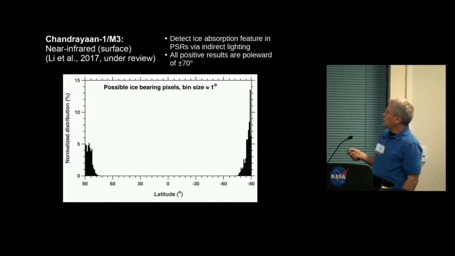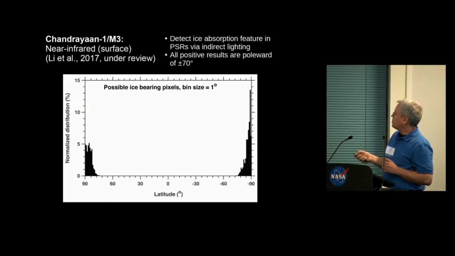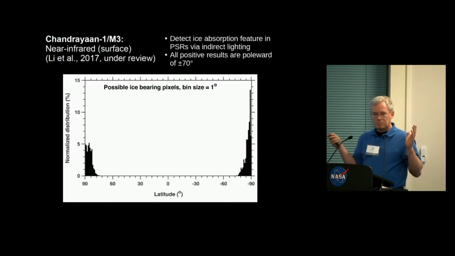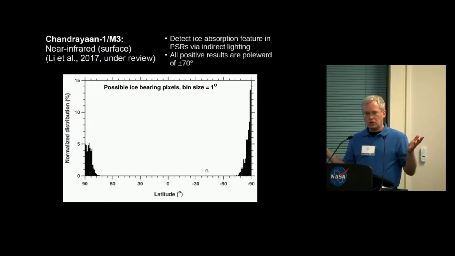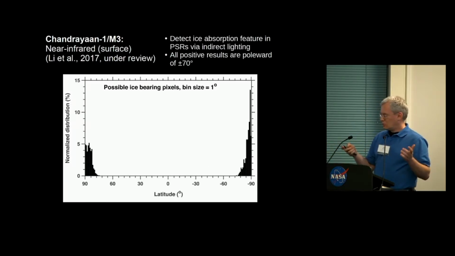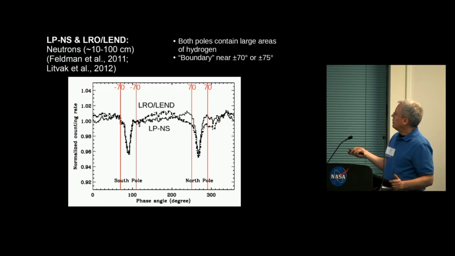This is Chandrayaan M cubed, looking at near infrared, a particular absorption feature, again, which may or may not indicate water, but some form of hydration, presumably. Now you see that this feature is basically absent in between 70 north and 70 south, but poleward of 70, it shows up suddenly. So once again, this critical threshold of 70 shows up.